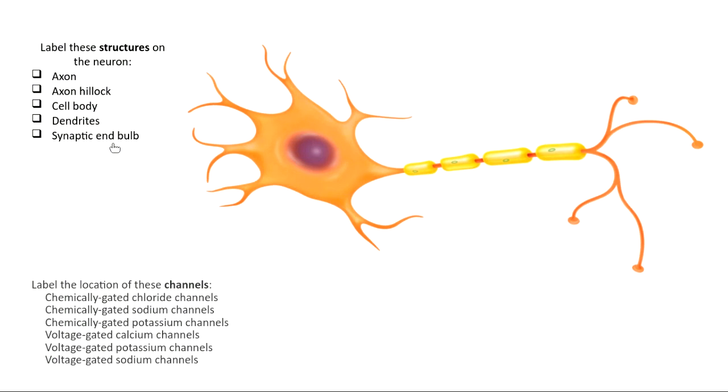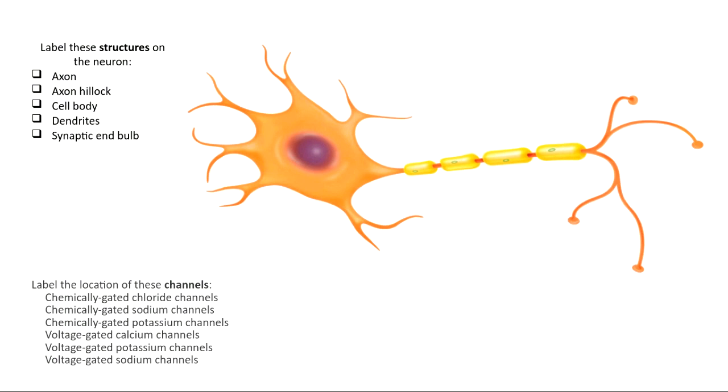What I want us to spend our time on right now is figuring out exactly where on my neuron I would find these types of channels. This is where the rubber meets the road. If we can figure out where these channels live on the neuron, we've already figured out what they do on our action potential graph. If we can figure out where they live on the neuron, we're golden. So we're going to work together here and try to label our locations of channels.